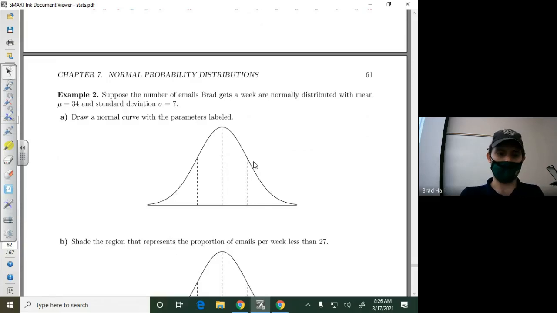So we're going to draw a normal curve with the parameters labeled. So I gave you a template here, and online they will also give you a template. The middle of the curve always has to be the mean. So we know the mean's 34.